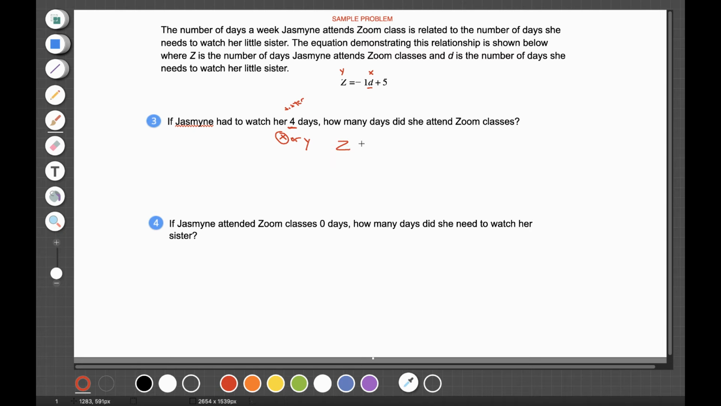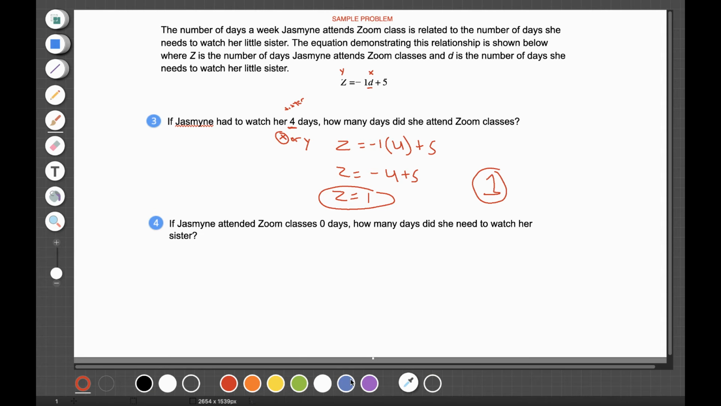So Z equals -1 times 4 plus 5. Well, that becomes Z equals -4 plus 5. So Z equals 1. So how many days did she attend Zoom classes? 1 day. So 1 Zoom class, or just 1. The way it asks you to input your answer is just as the number, so you would just put 1.